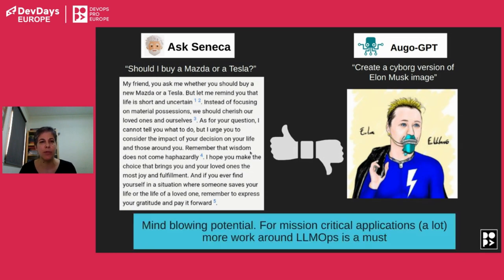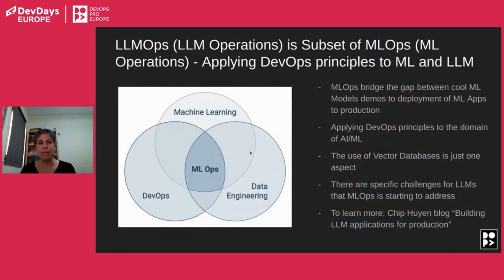So what I have to say, mind-blowing potential, but for mission-critical applications, a lot more work around LLM ops is a must. So what is LLM ops? It's LLM operations, like MLOps, but for large language models. As I said before, it's applying DevOps principles to ML and LLM. So it's not just about using embeddings and vector databases, vector similarity search, to integrate proprietary data. You need to also address all the other issues.